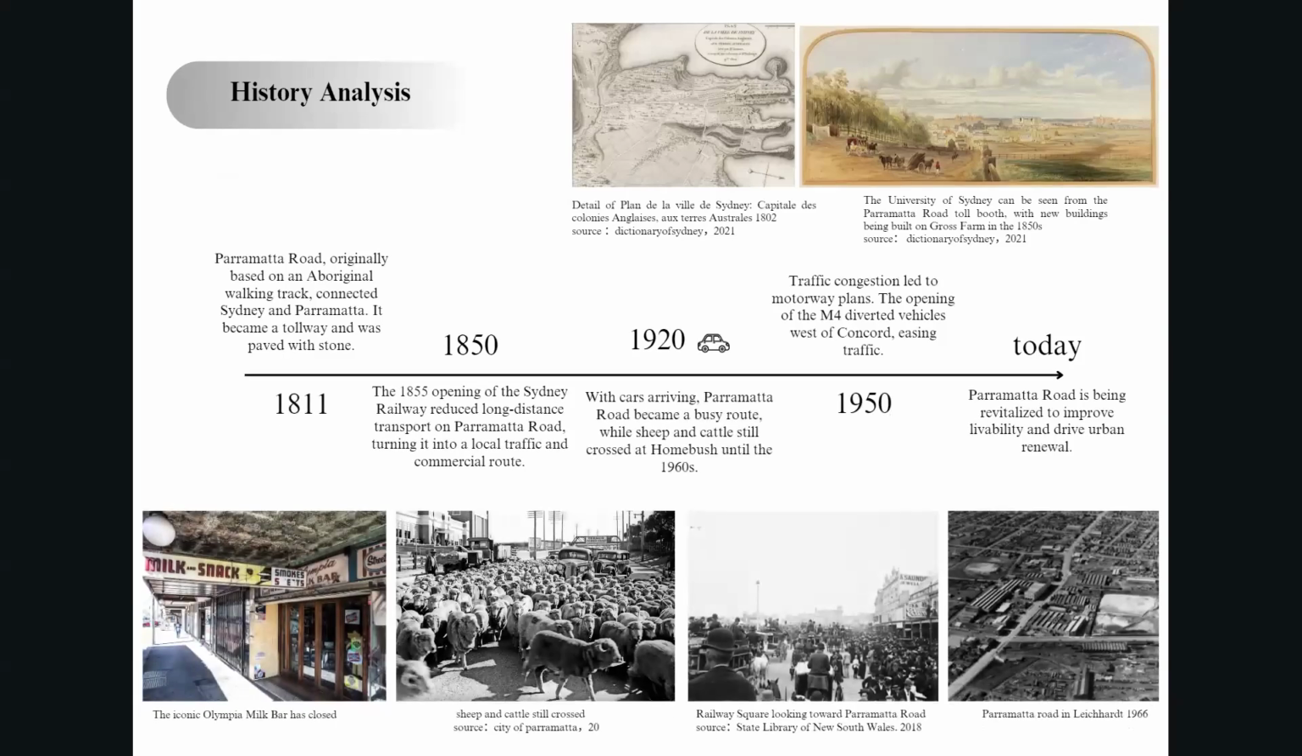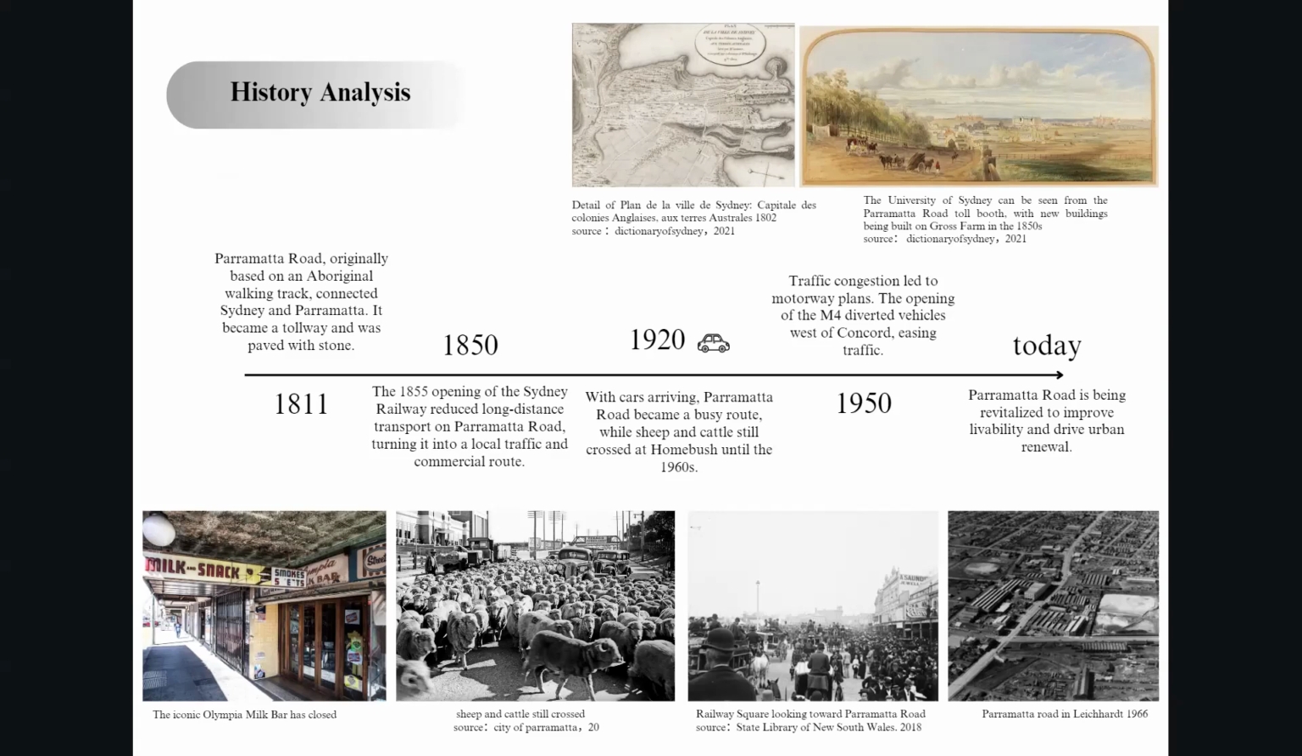In 1811, Parramatta Road was built over an indigenous pass, becoming a key road between Sydney and Parramatta, initially a toll road. It formed the foundation of the transport network. With the 1855 opening of the Sydney Railway, long-distance travel moved to rail, and Parramatta Road became a local commercial road. In the 1920s, the road became busier with cars, but livestock crossing continued until the 1960s.